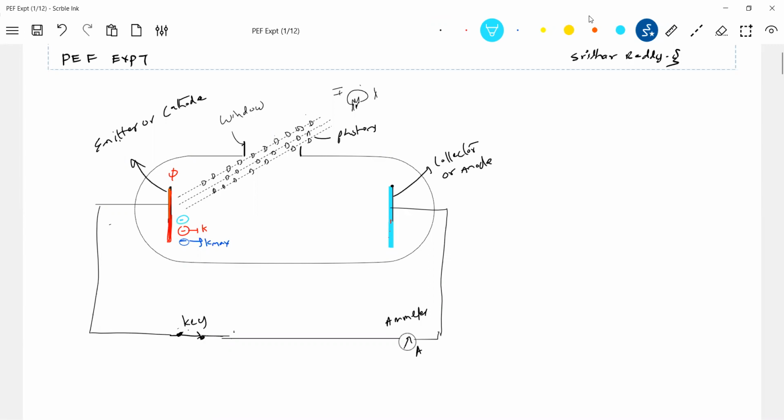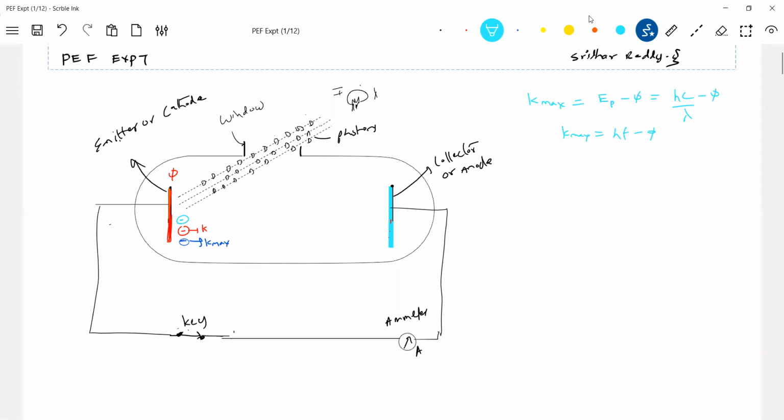And what is K max? How to write the expression for K max? K max should be equal to energy of photon minus work function. Energy of photon is hc by lambda, or hf, anything. So this is the maximum kinetic energy photoelectron. Then there are some photoelectrons which will have kinetic energy K.